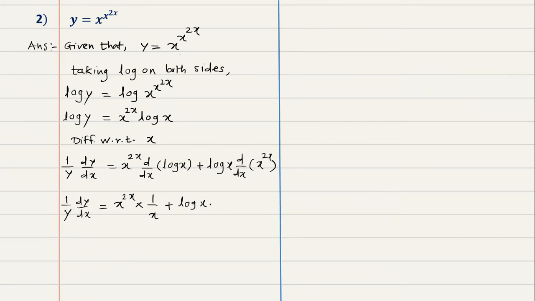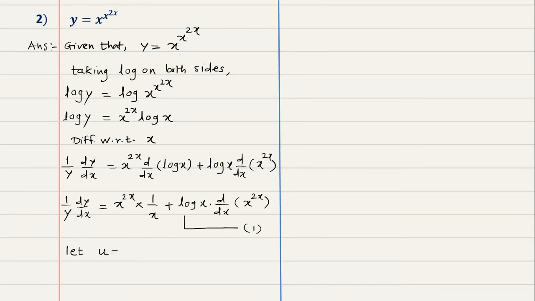Again it is x raised to 2x. So we will complete this derivative by taking this term separately. Keep this as it is, say this is equation number 1. Because here again we need the derivative of x raised to 2x, and it is possible by using the logarithmic differentiation method. So keep this as equation number 1.